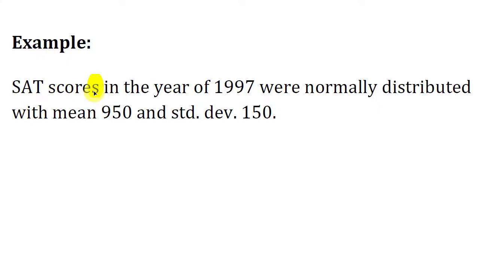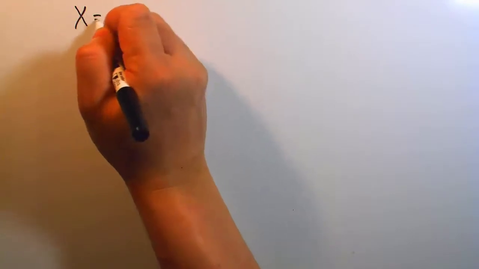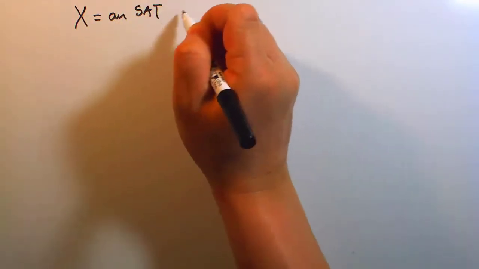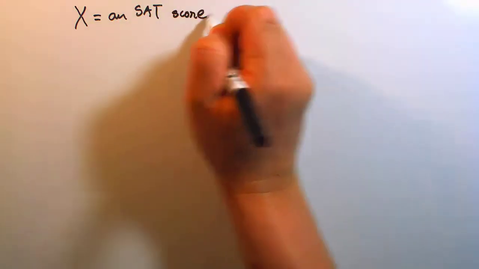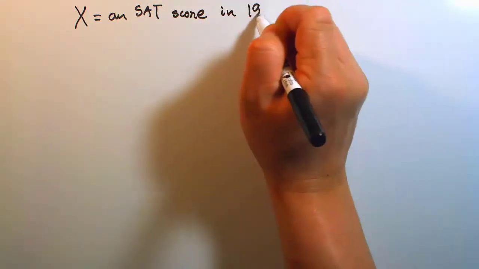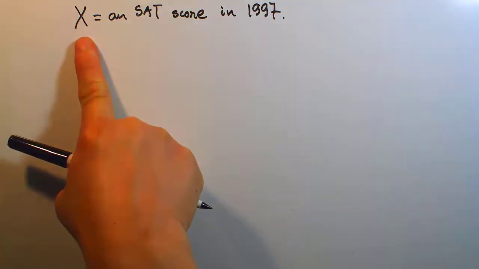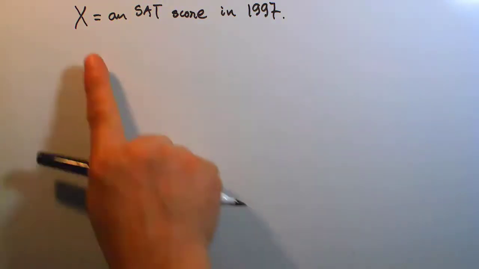So I am going to use a capital letter X as a random variable to represent an SAT score in 1997. And so clearly speaking, X here has to be a continuous random variable, and it's representing a population data.